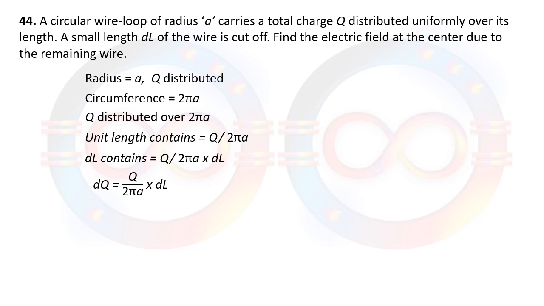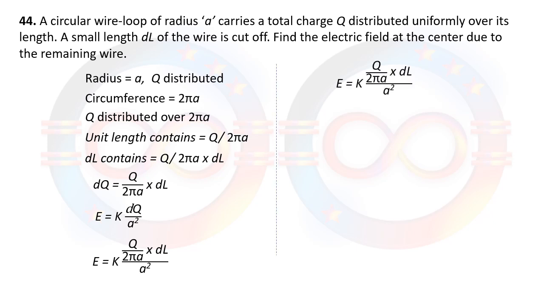Now we know that dq is a point charge. The field due to a particular point charge is nothing but 1 by 4 pi epsilon naught q upon r square. So here it will be k, which is 1 by 4 pi epsilon naught. Obviously it is dq, the small amount of charge, upon a, that is radius square. The dq value we are going to put here as q upon 2 pi a into dl.